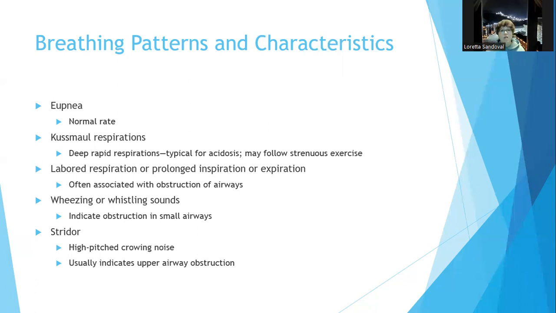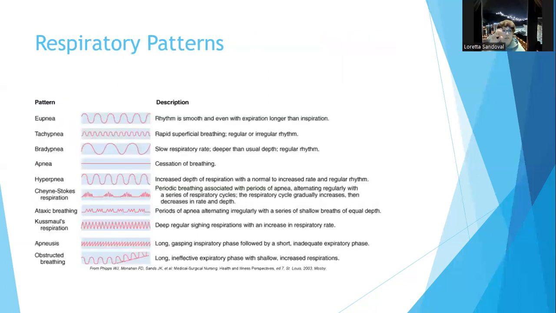Labored respiration or prolonged inspiration or expiration is often associated with obstruction of the airways. Wheezing or whistling sounds may indicate obstruction in small airways. Stridor is a high-pitched crowing noise, and it usually indicates an upper airway obstruction. Sometimes with croup, which is an infection that sometimes babies or little kids get, you get stridor, that high-pitched crowing noise. So these are respiratory patterns. This chart is from the book. Just like tachycardia and bradycardia, you have tachypnea and bradypnea.